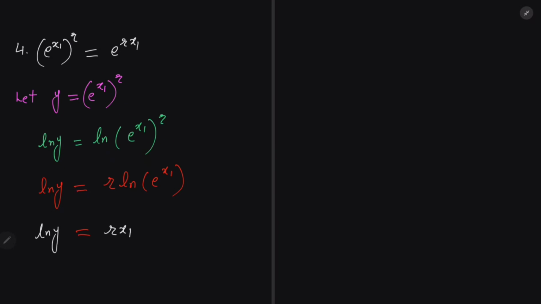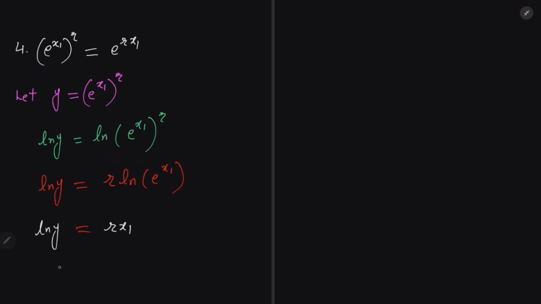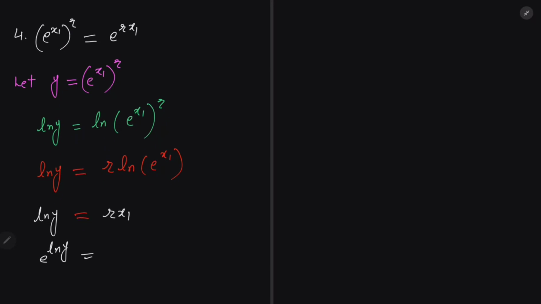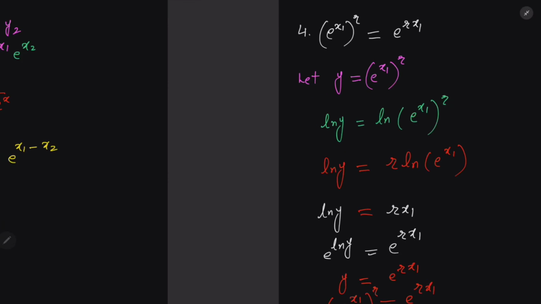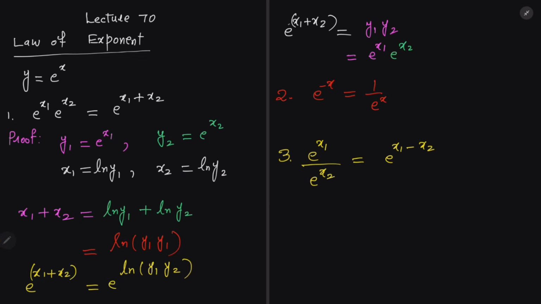Thus, taking antilog, which is e raised to power natural log of y, that will be equal to e raised to power rx1. Exponential and natural log cancel out. Y will be equal to e raised to power rx1. And what was y? The y was e raised to power x1, all raised to r, and that equals e raised to power rx1. So this was the proof of this law of exponent.